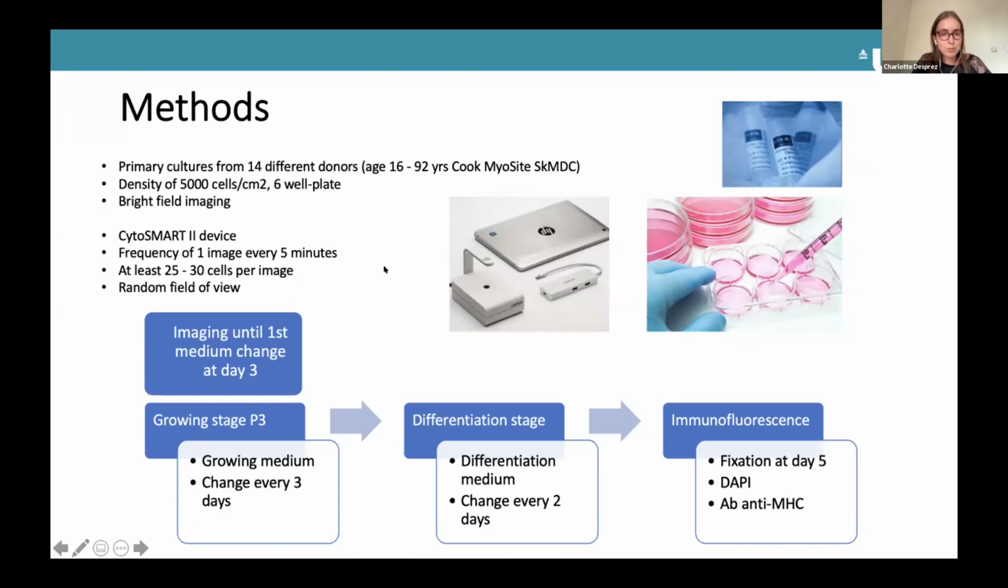So our experiment had 2 phases. The first phase was the growing stage, during which we imaged the cells. When the cells reached 80% confluence, which was usually at day 5, we then did the differentiation stage, where we added the differentiation medium. Then we fixed the cells and did the immunofluorescence at day 5 to calculate the fusion index.